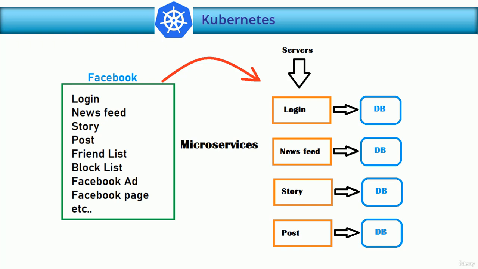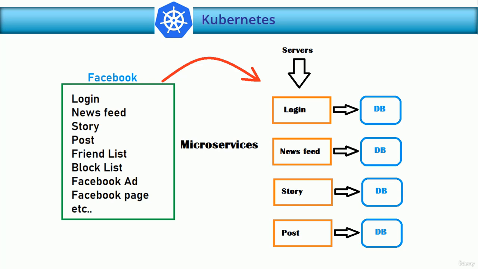So with microservices, instead of writing the entire application in a monolithic way or with a single code, it creates small services for each feature of a big application, which are known as microservices. In simple words, we have broken up the big application into small services. Here I have taken an example of Facebook, which has numerous features like login, newsfeed, story, post. You can see this in the PPT.